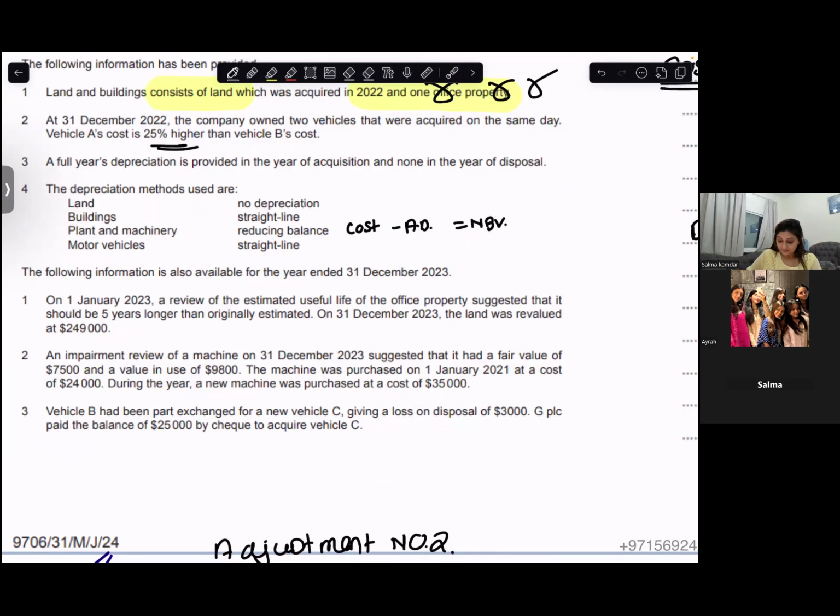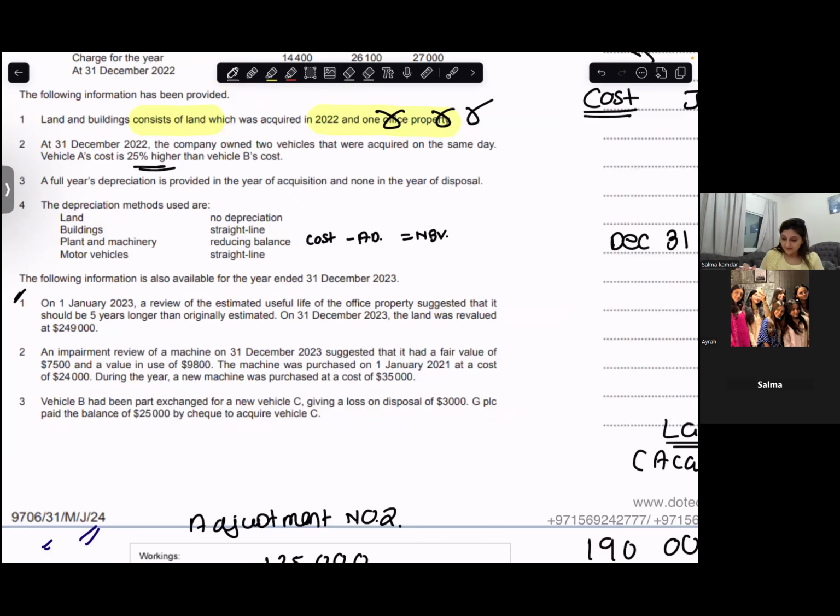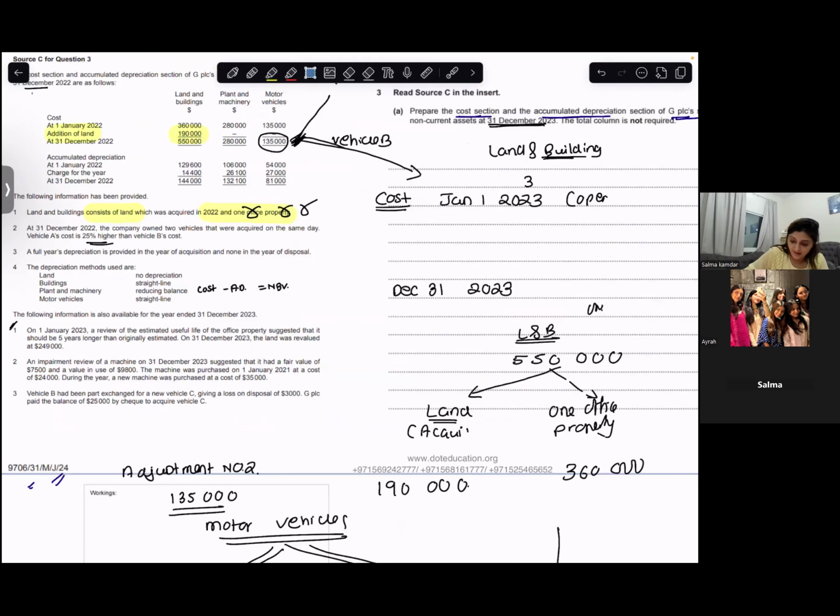Read ahead. The following information is also available for the year ended 31st December 2023. On 1st January 2023, a review of the estimated useful life of the office property suggested that it should have been 5 years longer than the original estimate. On 31st December 2023, the land was revalued at 249,000. Okay, fine. So I will just crop this part. We are talking about the land and building.